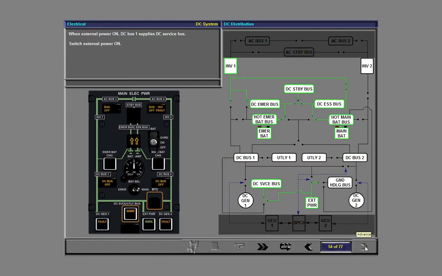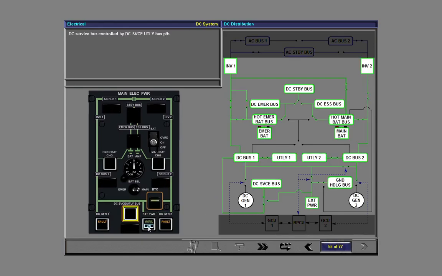When external power is selected on, DC bus 1 supplies the DC service bus. Now switch external power on. The DC service bus is controlled from the flight deck by the DC service utility bus push button.